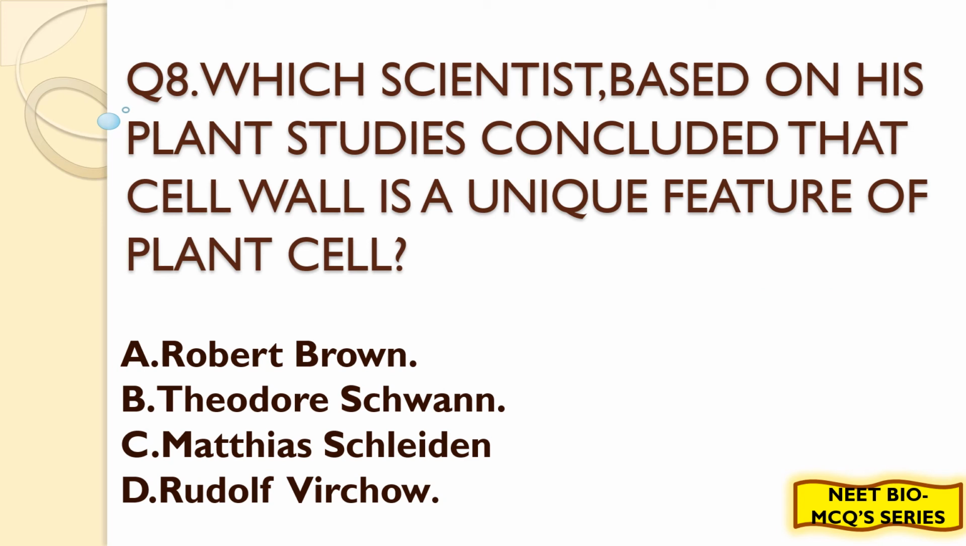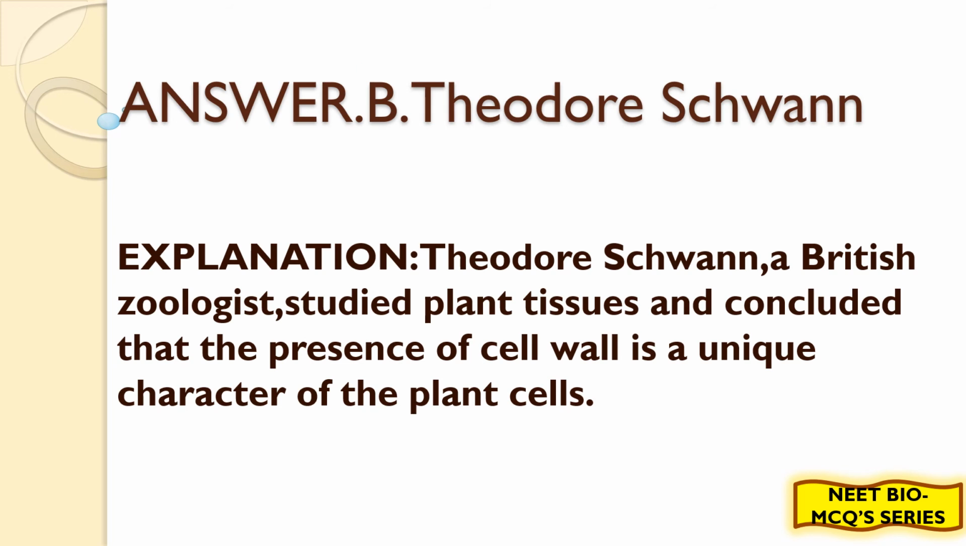Question 8. Which scientist, based on his plant studies, concluded that cell wall is a unique feature of the plant cell? The options are A. Robert Brown, B. Theodor Schwann, C. Matthias Schleiden, and D. Rudolf Virchow. Cell wall as a feature of plant cell. The answer is B. Theodor Schwann.